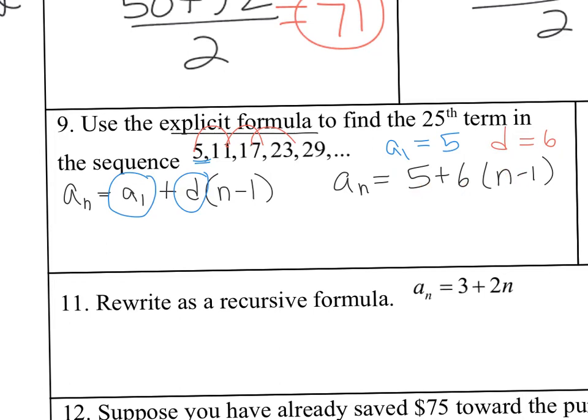So to find the 25th term, I want to show my work and do a sub 25 equals, that represents the 25th term, 5 plus 6 times 25 minus 1. So you're going to do 24, because 25 minus 1 is 24, times 6, and then add 5. And the 25th term is 149.